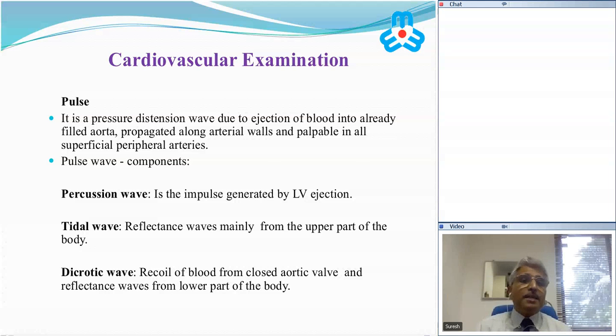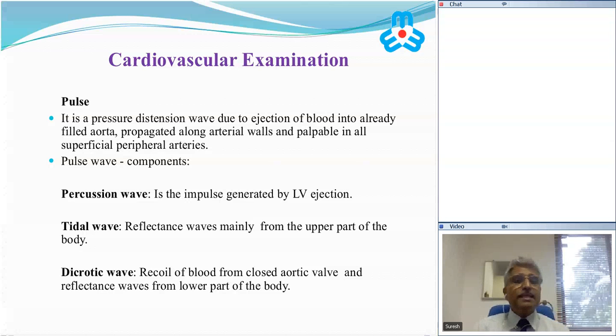Look at the components of the definition. What you feel is a pressure distension wave. Why does it occur? It is due to the ejection of blood into an already filled aorta. How does it reach you? It is propagated along the arterial walls. Where do you feel it? In any superficial peripheral artery. Conventionally, you examine the right radial pulse for the details of the pulse and the other pulses for their presence, absence, and also for specific features.